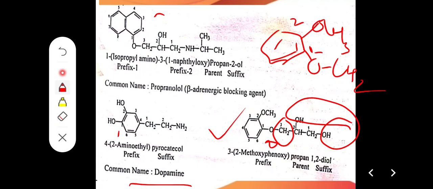This is the example, that is 1-isopropylamino, prefix 1. Then 3-(1-naphthyloxy), that is prefix 2. And propan is the main chain, that is the parent compound. Then 2-ol means hydroxy group, and that should be termed as suffix because -ol is dominant in nature.